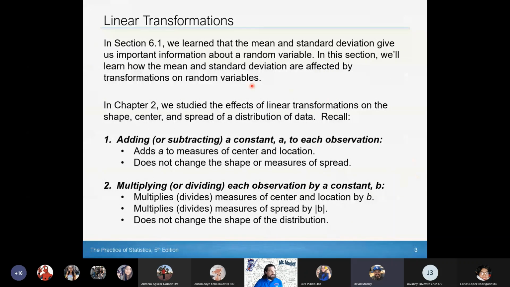So again, this refers back to chapter 2. We're talking about distributions of data. This is what happens with linear transformations. If you need a moment to write any of this down for your notes, please raise your hand.